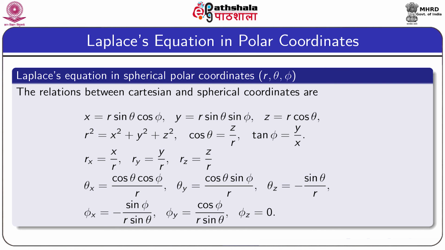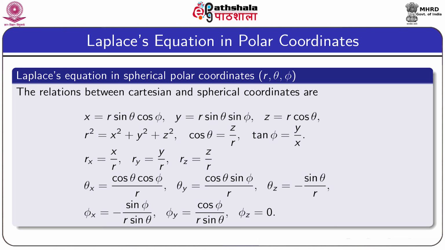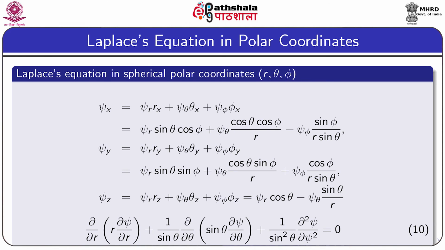This is the last one. Here we have derived Laplace equation in spherical polar coordinates, and the corresponding transformation is x equals r sin theta cos phi, y equals r sin theta sin phi and z equals r cos theta. So, using this transformation, we can derive the expression for Laplace equation which is written in equation number 10.